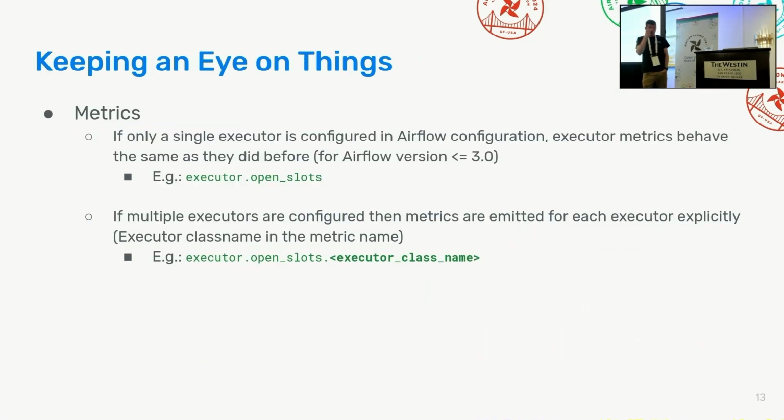So, how to keep an eye on things. This is a little bit about telemetry and some metrics. If you're using a single executor, so you've moved to 2.10 or onwards and you're not making use of multiple executors, the metrics will look exactly the same.